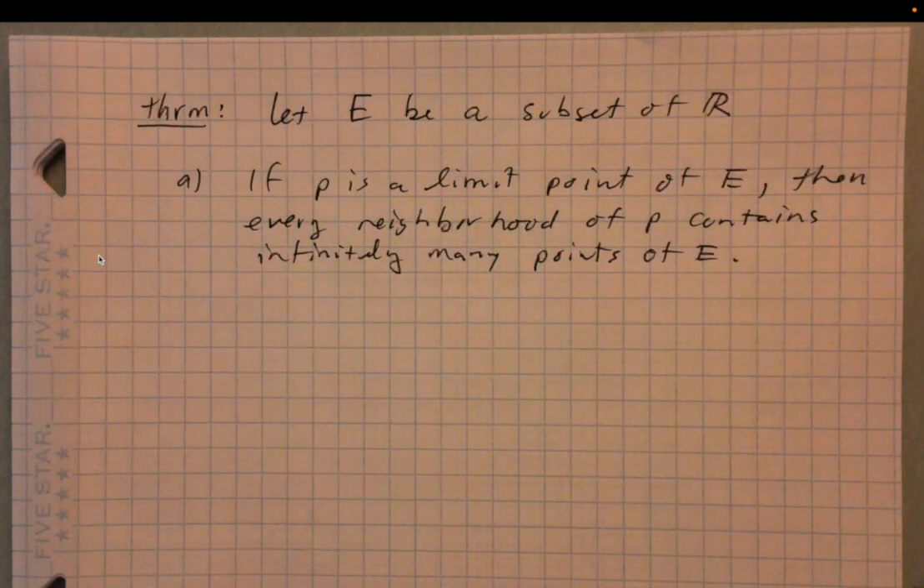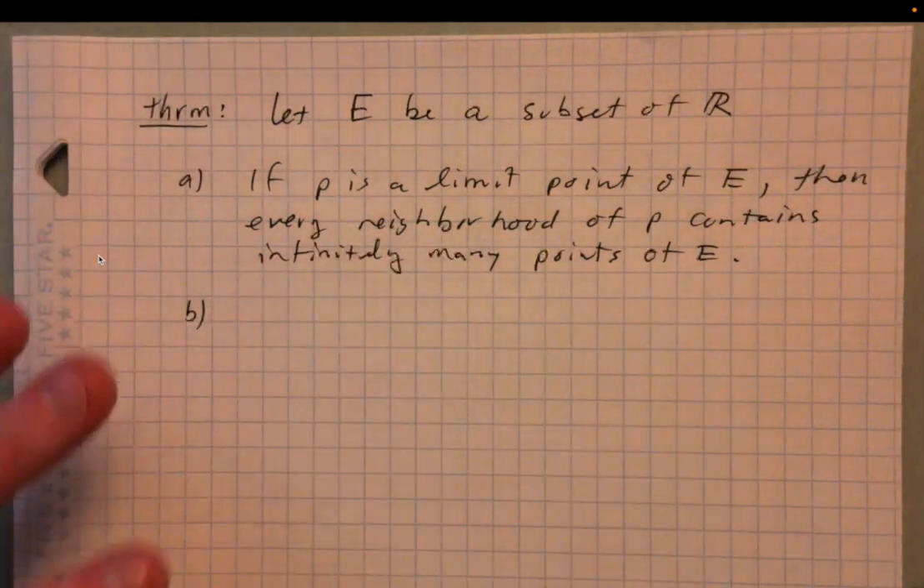So I think when we were first defining the idea of a limit point, we said, for any epsilon greater than 0, there just needs to be another point of E in my epsilon neighborhood of P, and it can't be equal to P. But what this is saying is that if you've got one point, you've got infinitely many. If you have a limit point, then no matter how small your epsilon neighborhood is, you're going to have infinitely many points in it. So if P is a limit point of E, then every epsilon neighborhood of P contains infinitely many points.